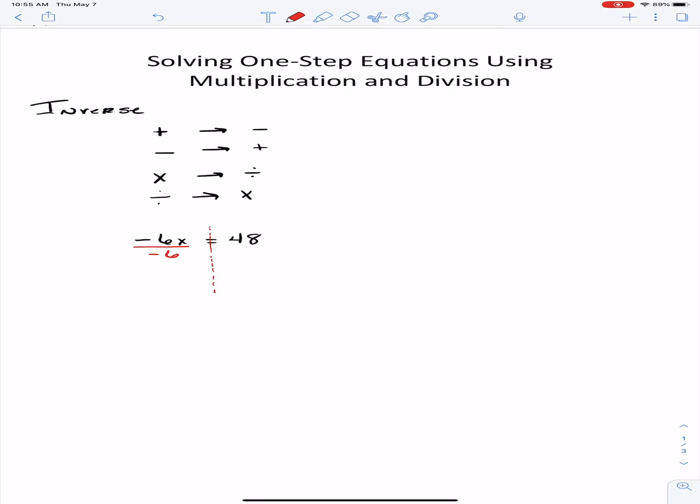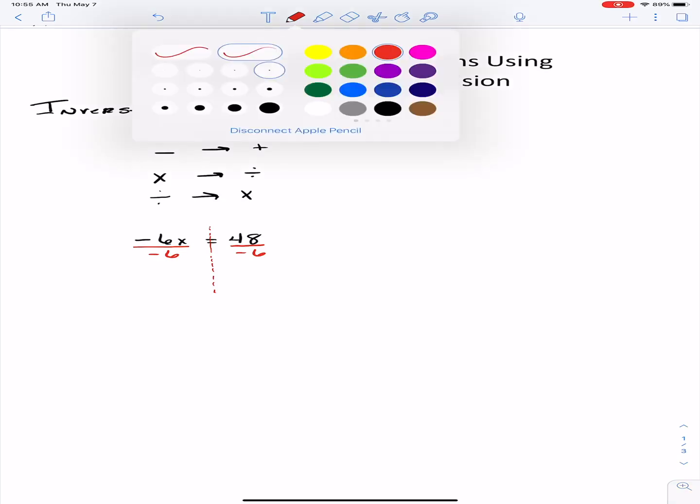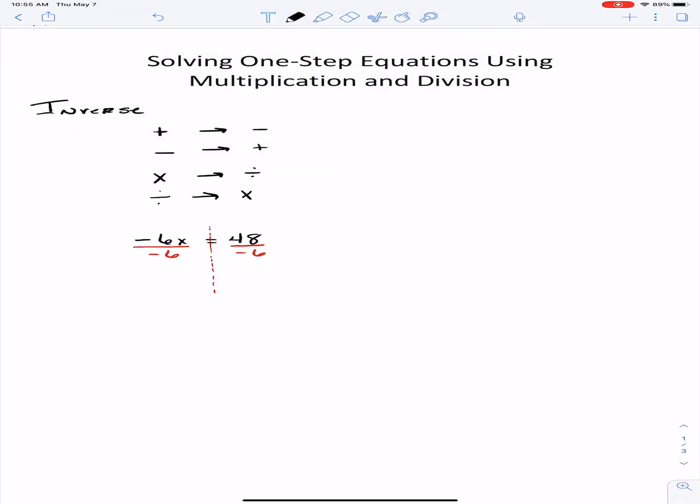Now, because I'm dividing by negative 6 on the left side, I must divide by negative 6 on the right side. Now, when I divide negative 6 by negative 6, this will cancel each other out and leave me with 1x. 48 divided by negative 6. Well, if you remember, a positive divided by a negative will give me a negative answer. 48 divided by 6 will give me 8.